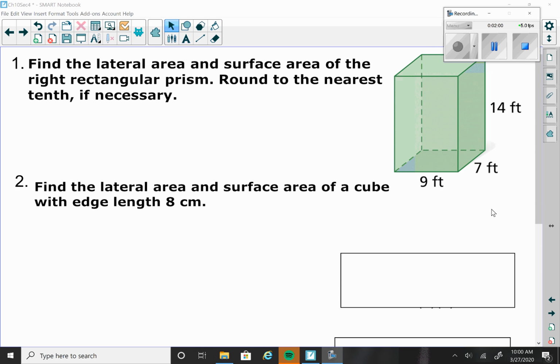Now I have a few problems that I would like you to try. So the first one up here, it says, find the lateral area and surface area of the rectangular prism, and then round to the nearest tenth. I don't even think you need to round on this one. Again, the lateral is around the middle, and then when you add in the two bases, that's your total surface area. Then also find the lateral and surface area for a cube with an edge length of 8. I'm going to give you a couple minutes to do that, so go ahead and pause the video now and see if you can figure out or calculate the surface area of each of these.